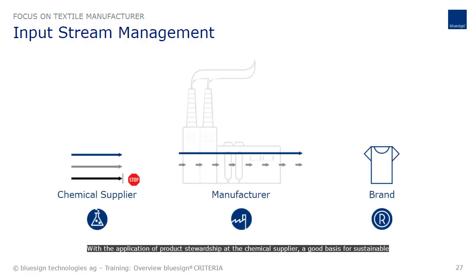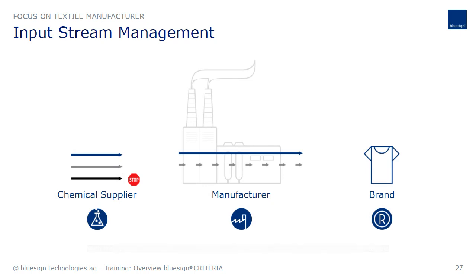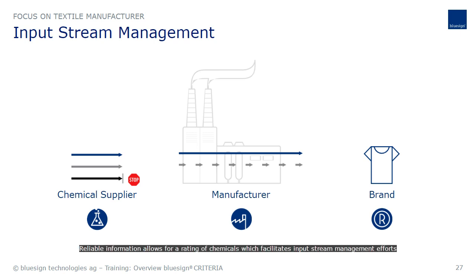With the application of product stewardship at the chemical supplier, a good basis for sustainable and responsible production on the next level of the supply chain is given. Reliable information allows for a rating of chemicals, which facilitates input stream management efforts at downstream textile manufacturers significantly.